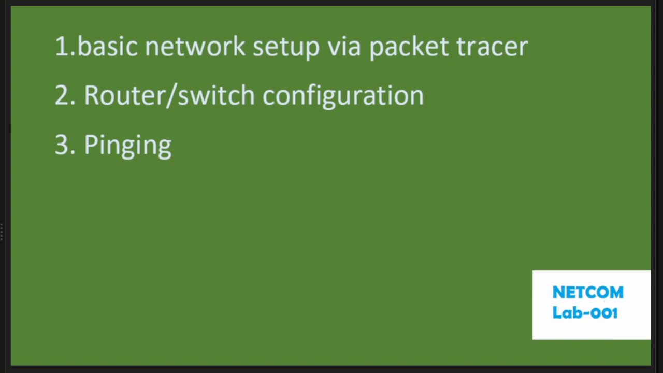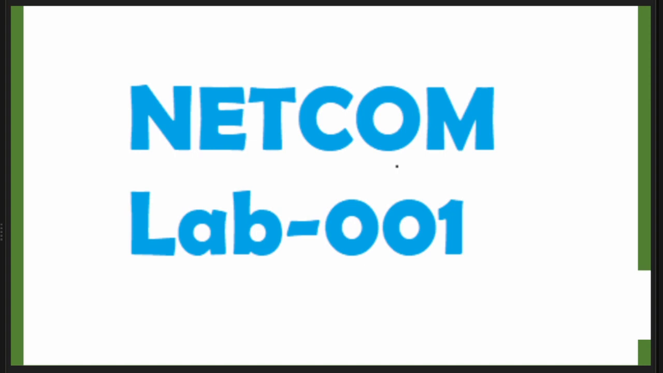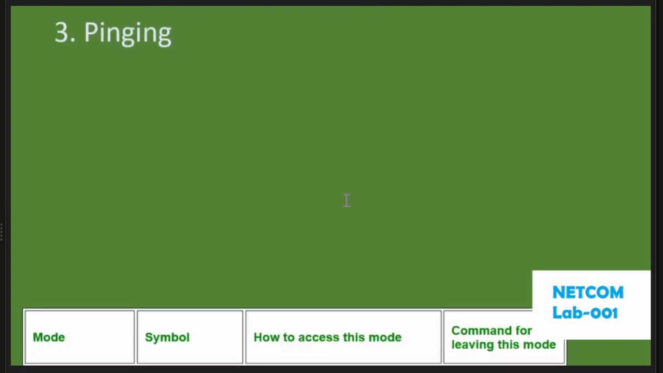Class. So this is our answer for Lab 001 for network communication. First, in this lecture, I'm going to show you the basic network setup via Packet Tracer, and then second is router and switch configuration, and we'll do pinging. So first, let me show you the basic commands for our Cisco router or switch.